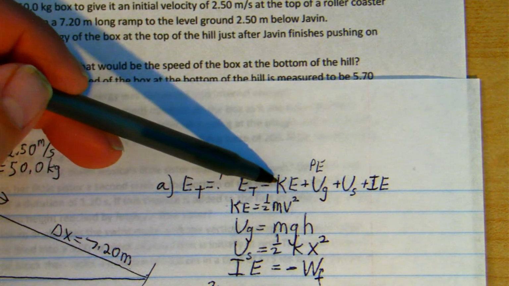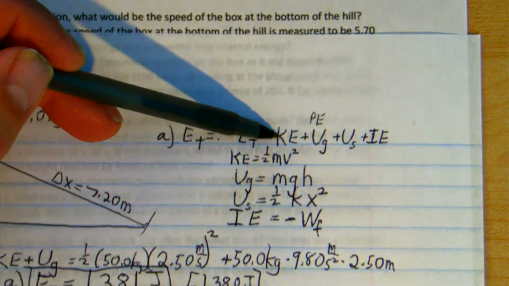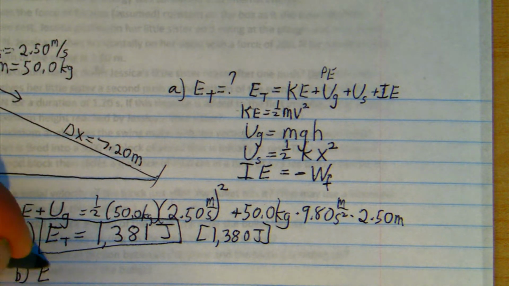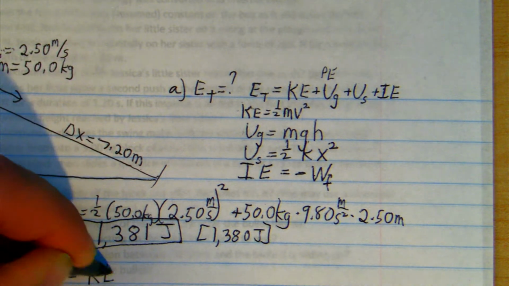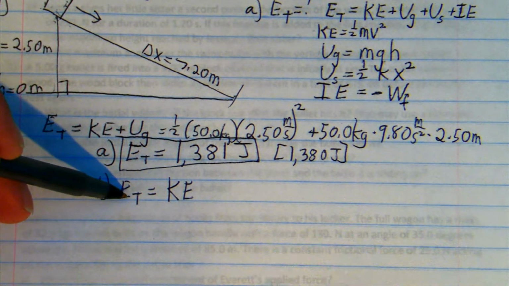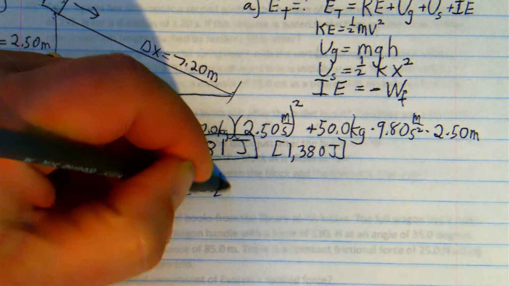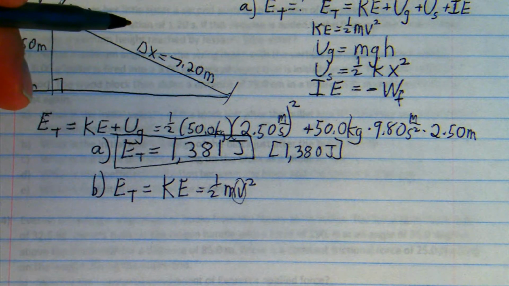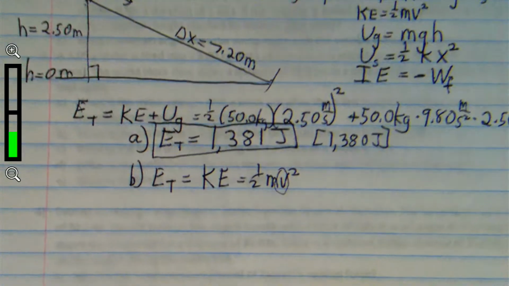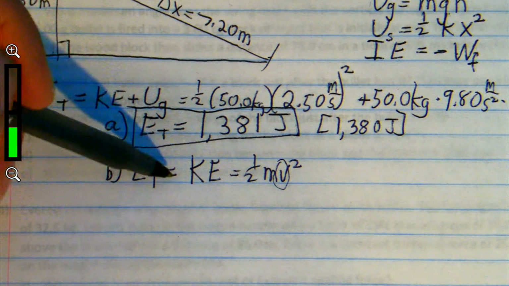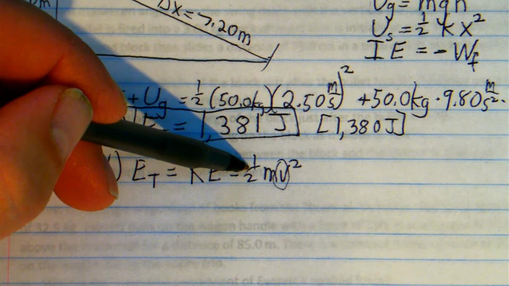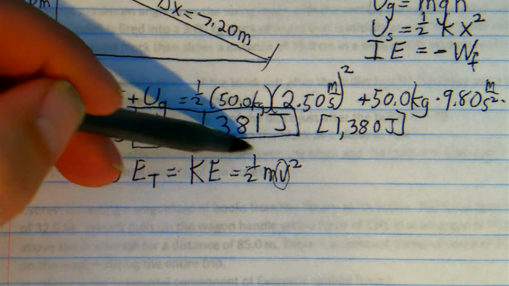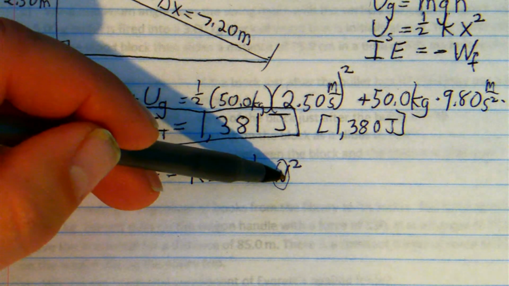Therefore, at the bottom of this hill, all of the energy is now transformed into kinetic energy. So for part B, the total energy is exclusively in the form of kinetic energy. The formula is 1/2 mv squared. And what I can do is rearrange this equation to solve for the speed at the bottom of the hill. I have to multiply both sides by 2, divide both sides by the mass, then take the square root to get the speed at last.